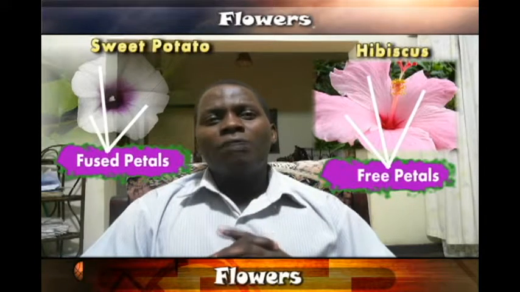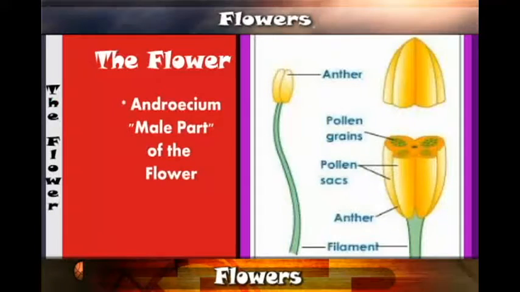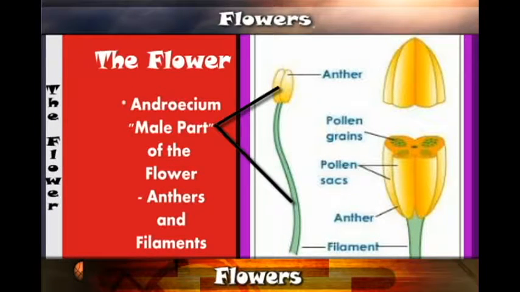And then we have the male part of the flower, which we refer to as the androecium, and we say that this one includes the anthers and filament, and these are the male organs of the flower, and they are inside the corolla, and they produce the pollen grain. They are responsible for the production of the pollen grain.